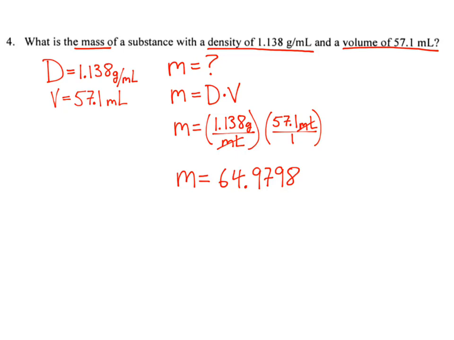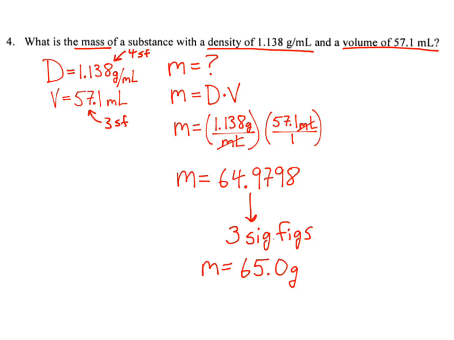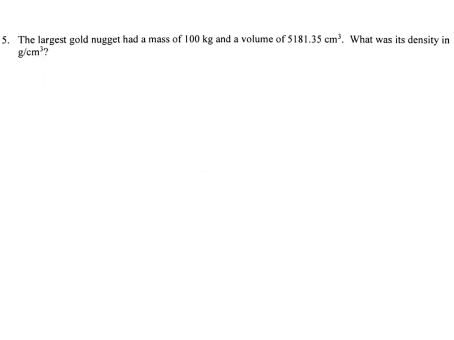If we look at the data that we are given, our density is 1.138 grams per milliliter. That is 4 significant figures. And our volume is 57.1 milliliters. That is 3 significant figures. So our answer has to be equivalent to our given value with the fewest amount of significant figures. And so that would be 3 sig figs. And so we would round our answer to 65.0 grams. That is our answer for the mass of this substance.